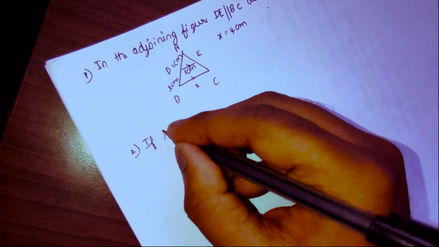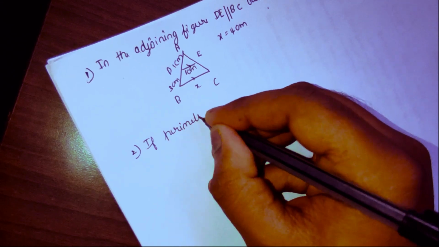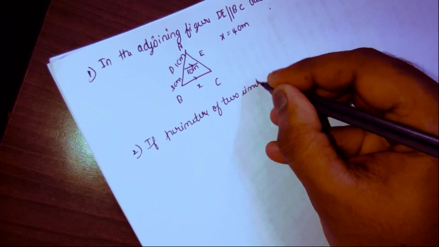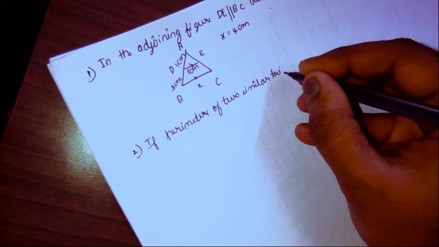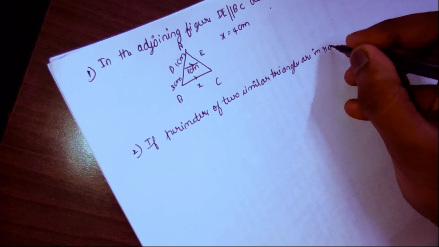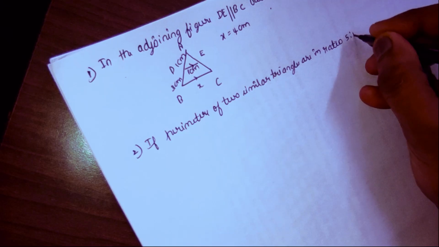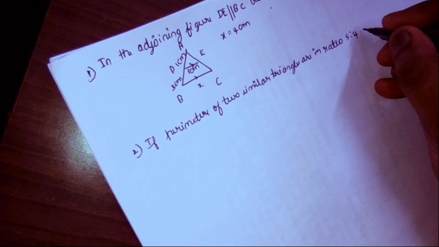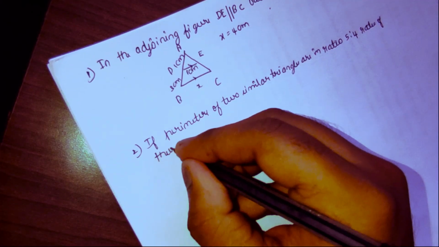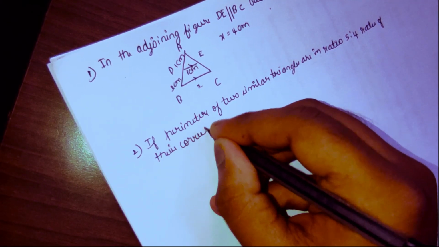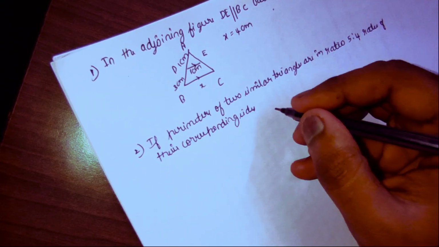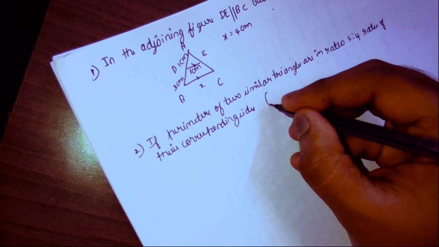Second question. If perimeters of two similar triangles are in the ratio 5:4, ratio of their corresponding sides. The answer is 5:4.